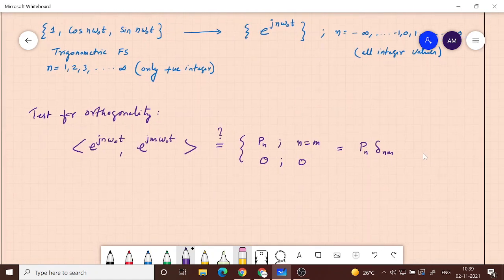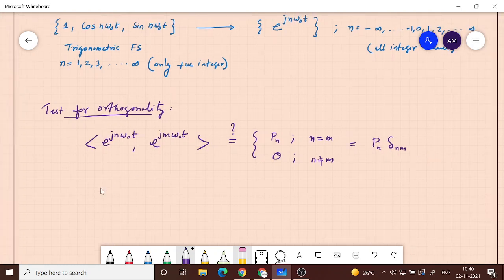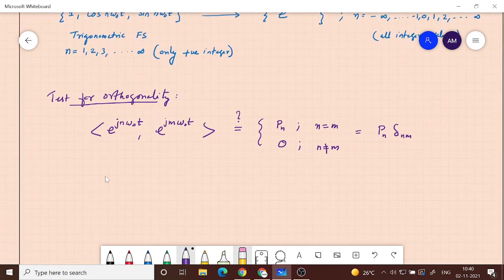Let me know whether the orthogonality condition is clear to you. Is it clear? Yeah. Okay. So in order to show that these signals are orthogonal, we need to show this. If n is not equal to m, let us take that case and show that irrespective of the value of m and n, it is going to be 0.